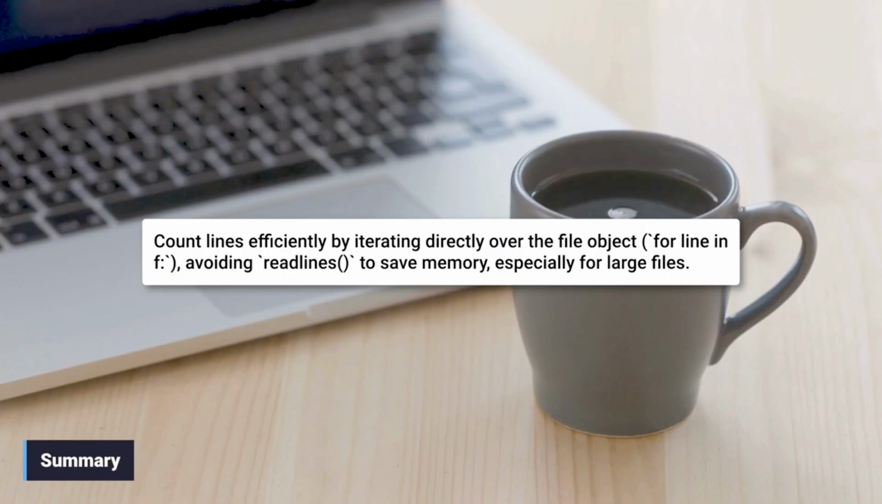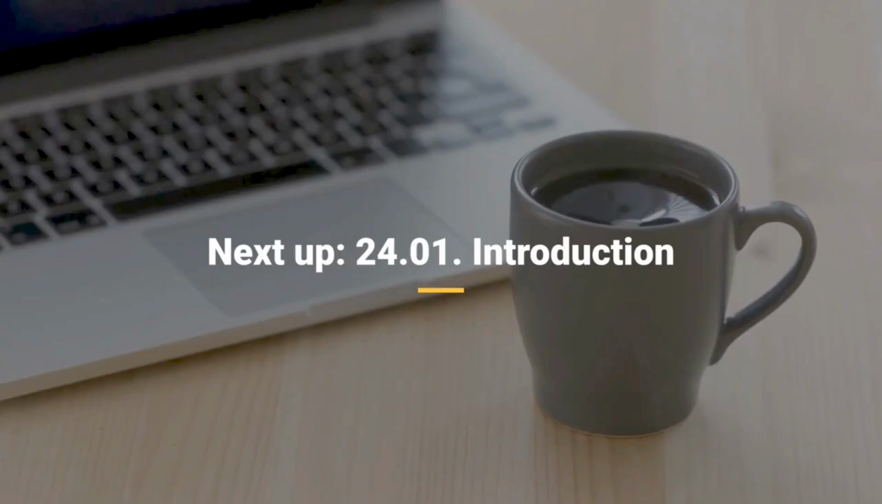To summarize, iteration is the golden rule for large file processing. You have now completed the entire files section. Our next module transitions to a completely new and powerful topic: regular expressions, the language for pattern matching in text. Okay, we will go to the next section, section 24. Next, join me in lecture 24.01, Introduction. See you there.